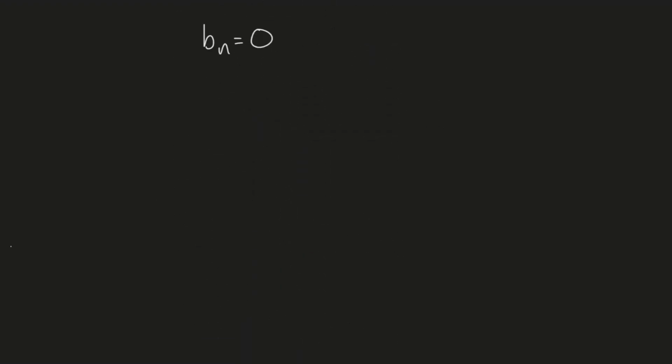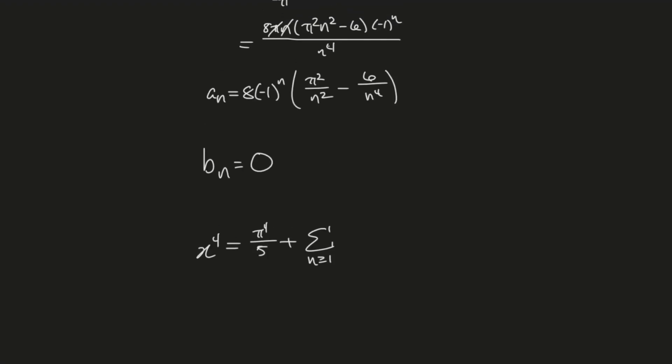So putting everything together, we have that x to the 4th is equal to a naught, which was pi to the 4th over 5, plus the sum n being greater or equal to 1 of a sub n, which is defined right up here. That is 8 times negative 1 to the n times pi squared by n squared minus 6 by n to the 4th. And we need to multiply that with cosine of nx.